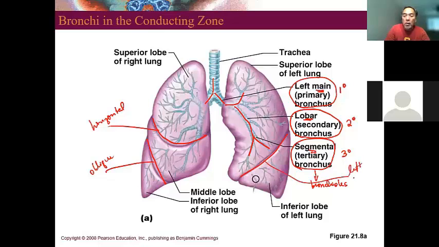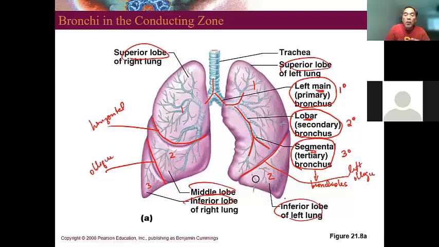Okay, no horizontal fissure. And that's the reason why there's only two lobes of the lung on the left. This is called the superior lobe, and this is the middle lobe, and this is the inferior lobe on the right. While on the left, you only have a superior lobe and an inferior lobe.